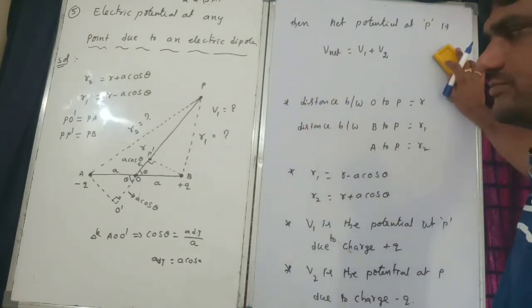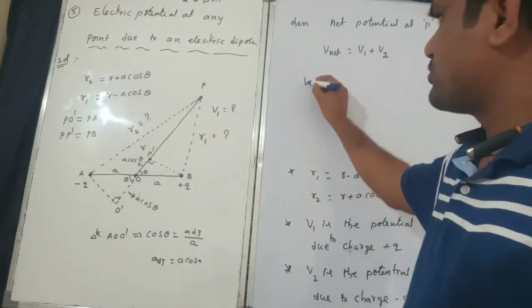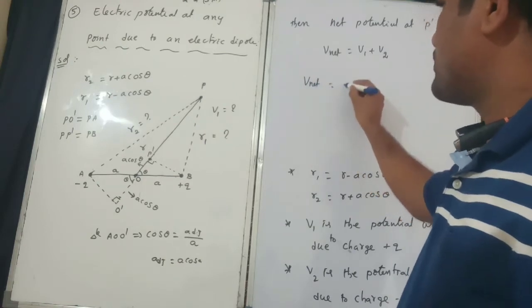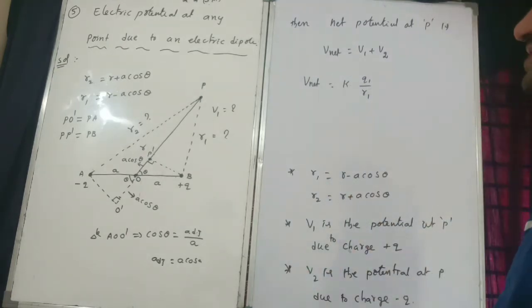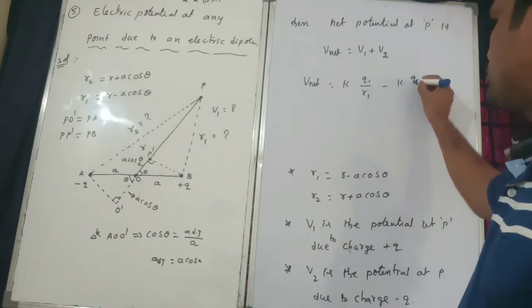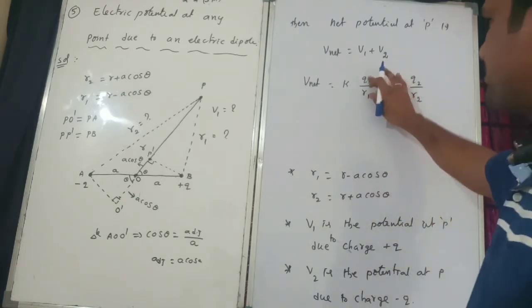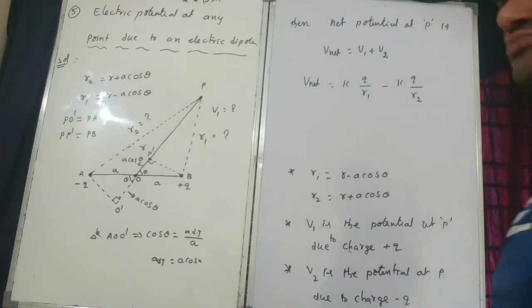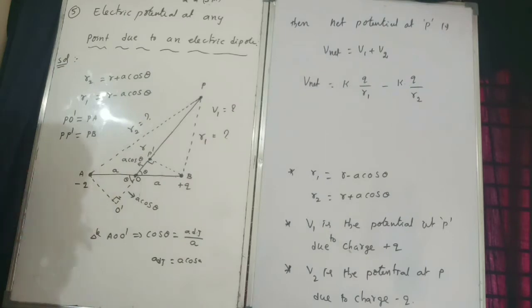Okay. So now I want the V1 value as well as the V2 value. Therefore, V net is equal to V1. What is the V1? K into Q1 by R1. Correct? Next, minus K into Q2 by R2. Q2 by R2. That means here plus Q. This is the minus Q. Q1 is plus Q. Q2 is minus Q. Like that I took that.